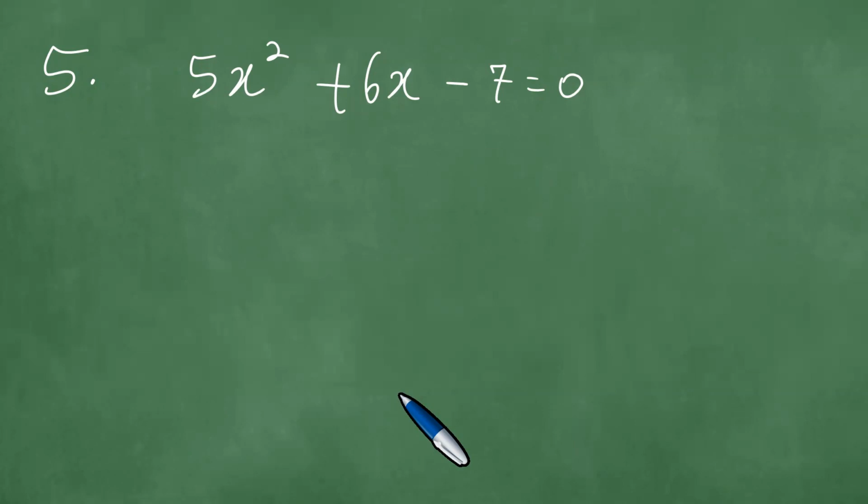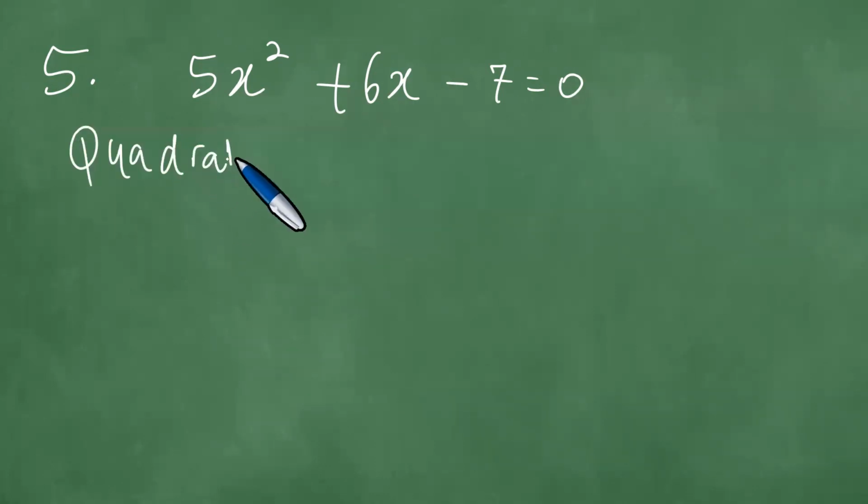At this point, what is the product and what is the sum here? Our product is negative 35. You can see that if you do negative 35, you can't get 6. So now you use the quadratic formula. What does the quadratic formula say?